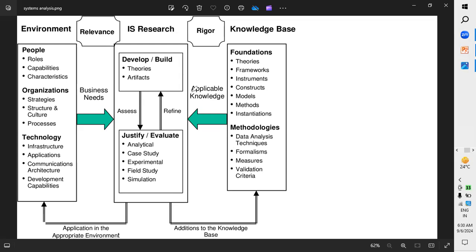So these are the three major factors taken into consideration when we are working on system analysis. One is the environment we should know. Second, developing and building the application by understanding the theories, artifacts, and so on. At the same time, we must know about the knowledge base. What are the different theories, frameworks, methods and instantiations we have? All these things we must know whenever we are working on a project.